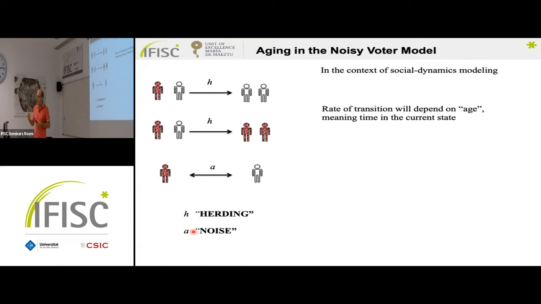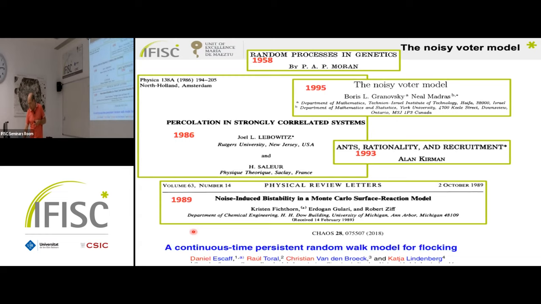This inertia, this reluctance to change introduced by age: the longer you have been in the state, the more difficult it is for you to change. This model, this ingredient, is so simple that it has appeared in many fields. Here are some examples.